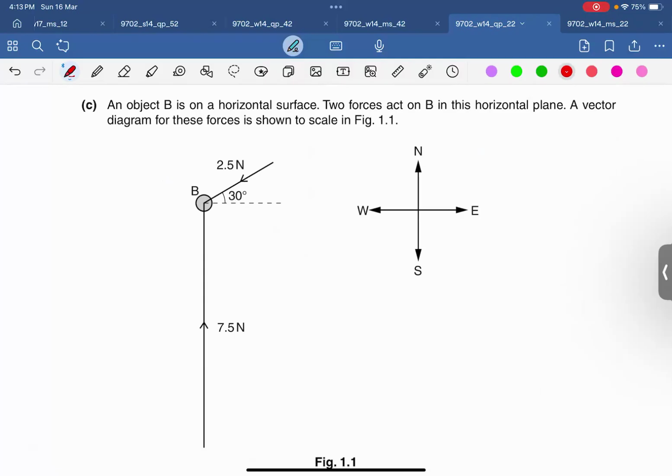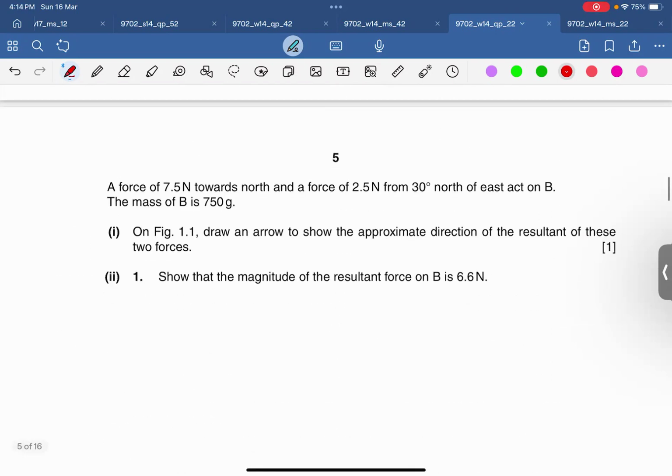An object B is on a horizontal surface. Two forces act on B in this horizontal plane. A vector diagram for these forces is shown to scale in figure 1.1. A force of 7.5 Newton towards north and a force of 2.5 Newton at 30 degrees north of east act on B. The mass of B is 750 gram. On figure 1.1, draw an arrow to show the approximate direction of the resultant of these two forces.